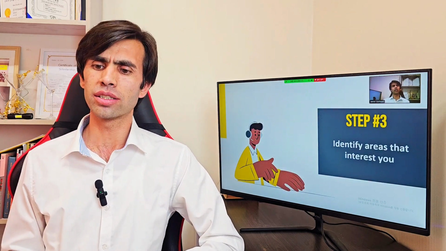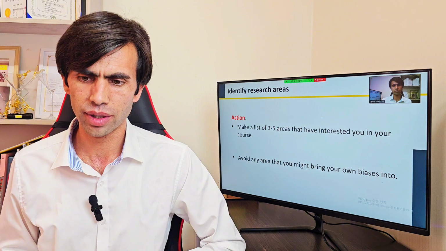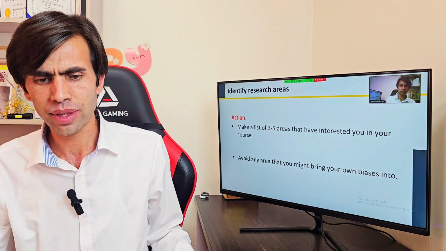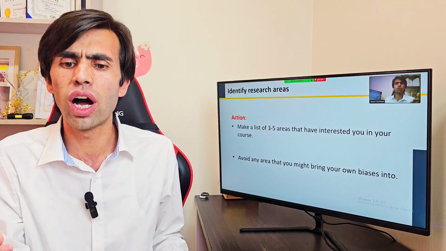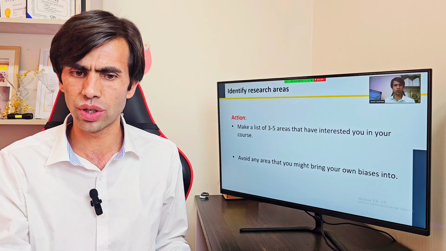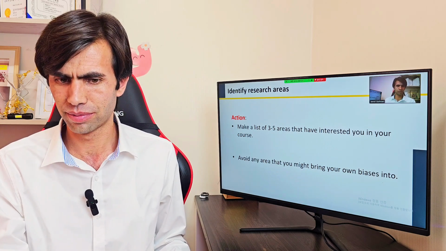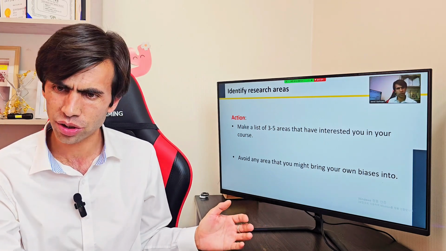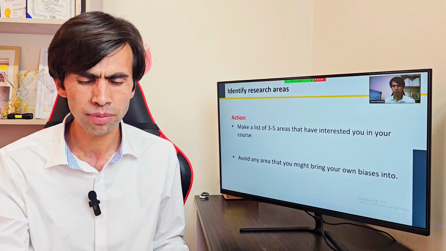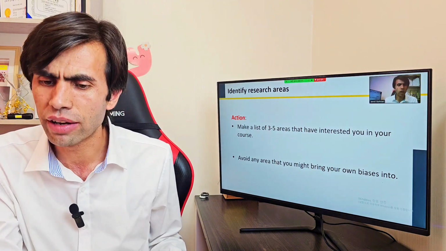Okay? Step number 3, identify areas that interest you. You have to do some action. First, make a list of 3 to 5 areas that have interested you in your course. Either you're in PhD course or you're in master course. Select 3 to 5 research areas.